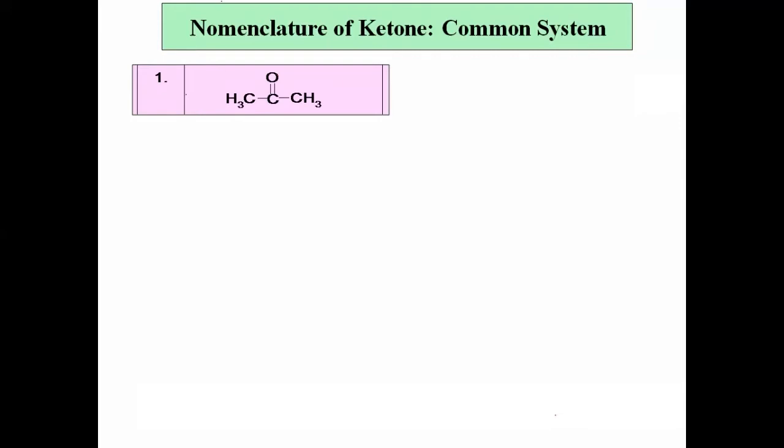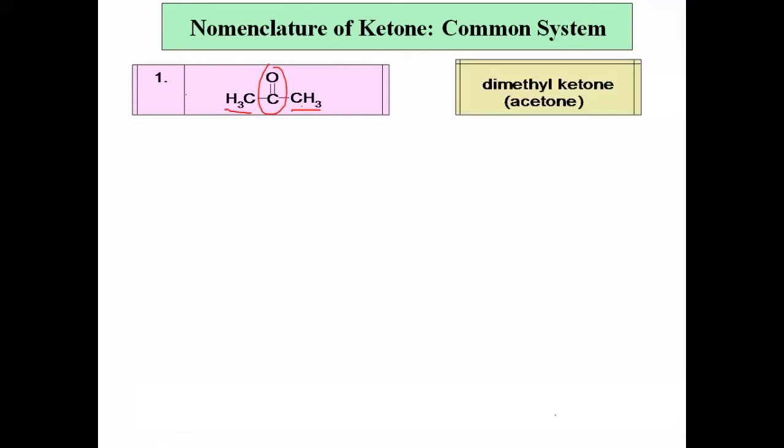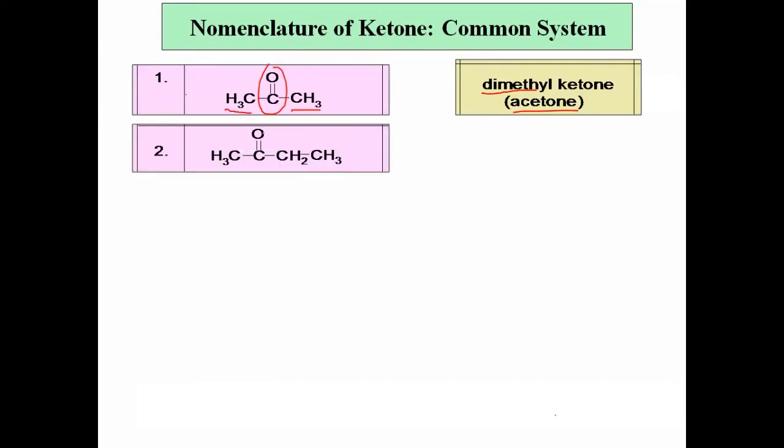For example, in the first member, okay, this is our carbonyl group. Which alkyl groups are attached? One is a methyl, the second is also methyl. Instead of writing it two times, we just indicate dimethyl ketone. Dimethyl ketone. This is the common name of this first member, and that compound is also called acetone. And dimethyl ketone is its common name. Okay, let us see one more example.